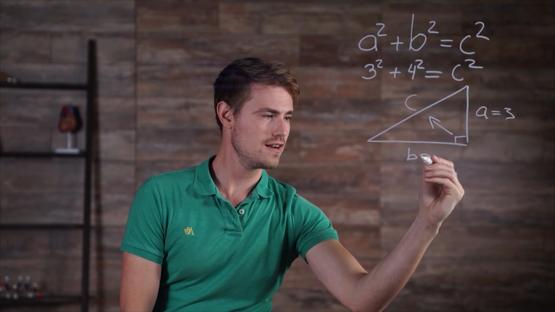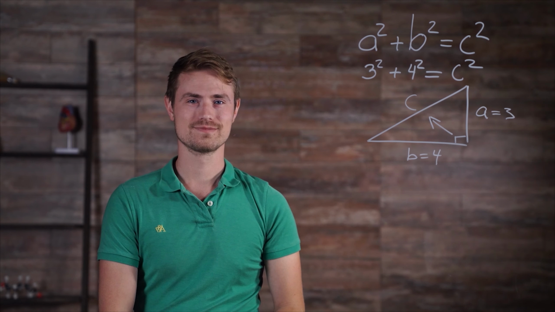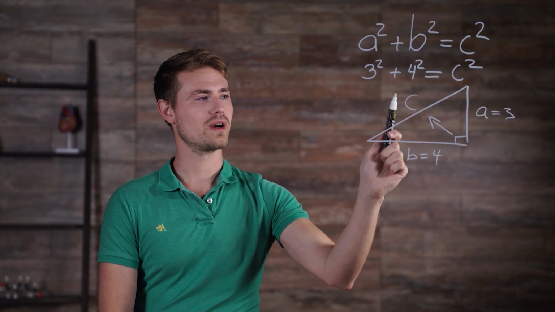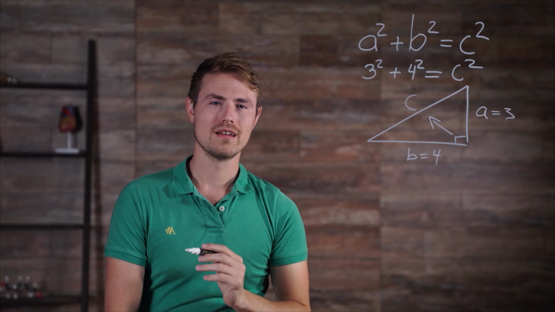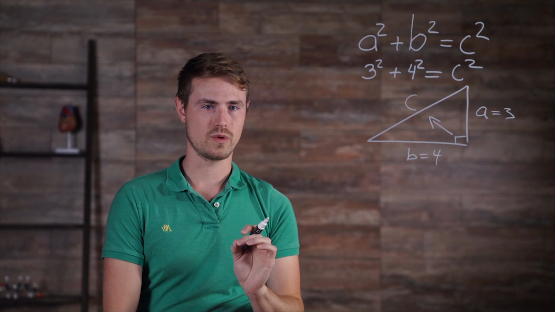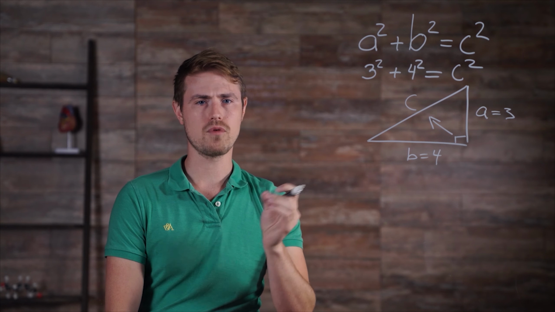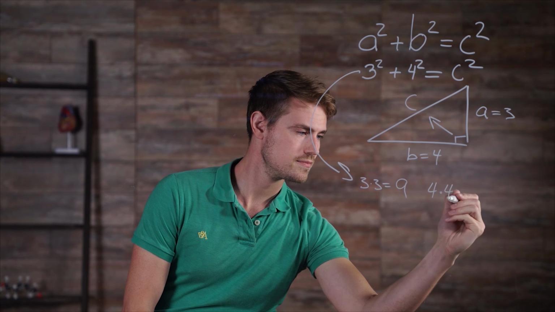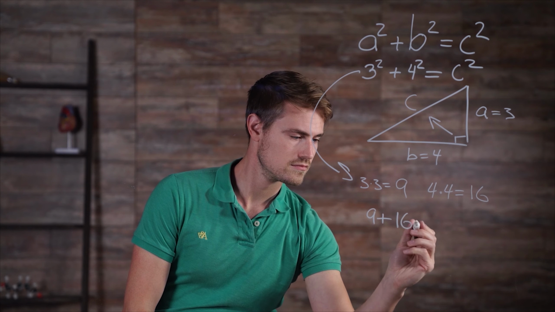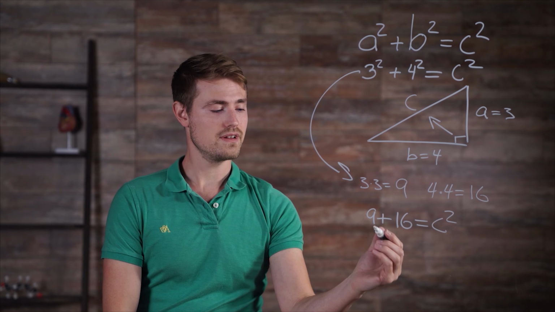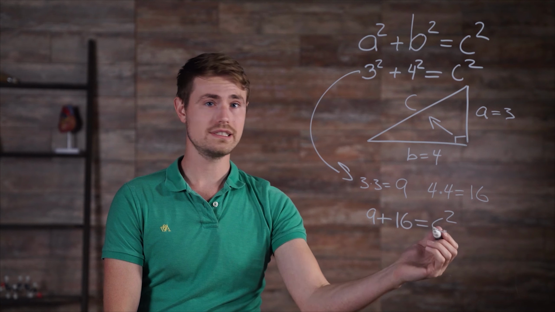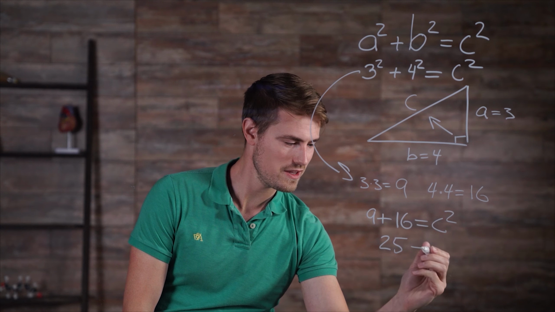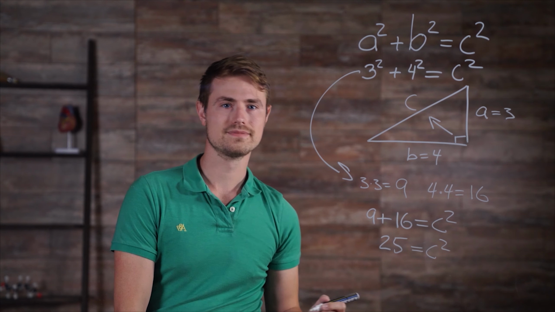And our b will be down here, and we know that's 4 centimeters. So this is what our theorem looks like when we have it filled in. 3 squared plus 4 squared is equal to c squared. Now we can just evaluate 3 squared and 4 squared, which means multiplying 3 times 3 and 4 times 4 to get the following. So now we have 9 plus 16 is equal to c squared. So, what's that? Little addition tells us 25 is equal to c squared.